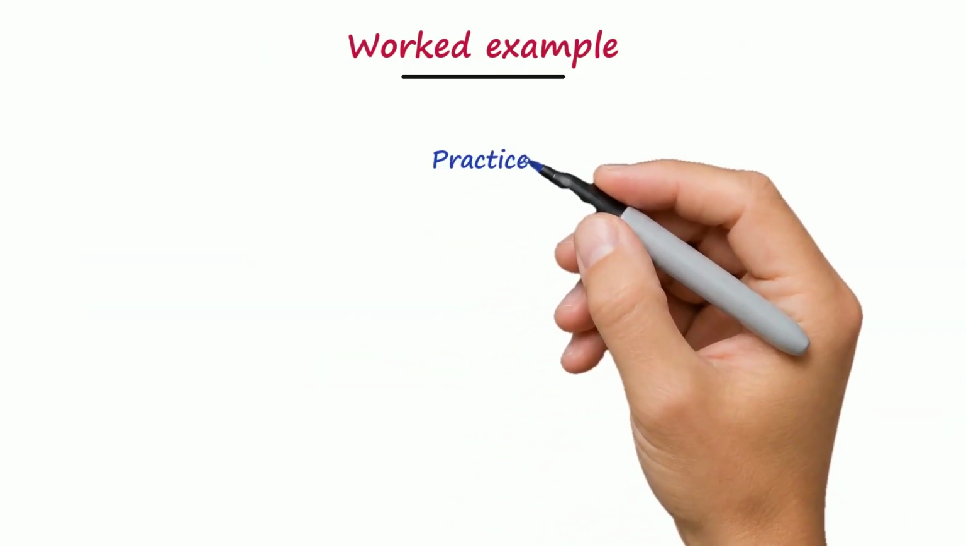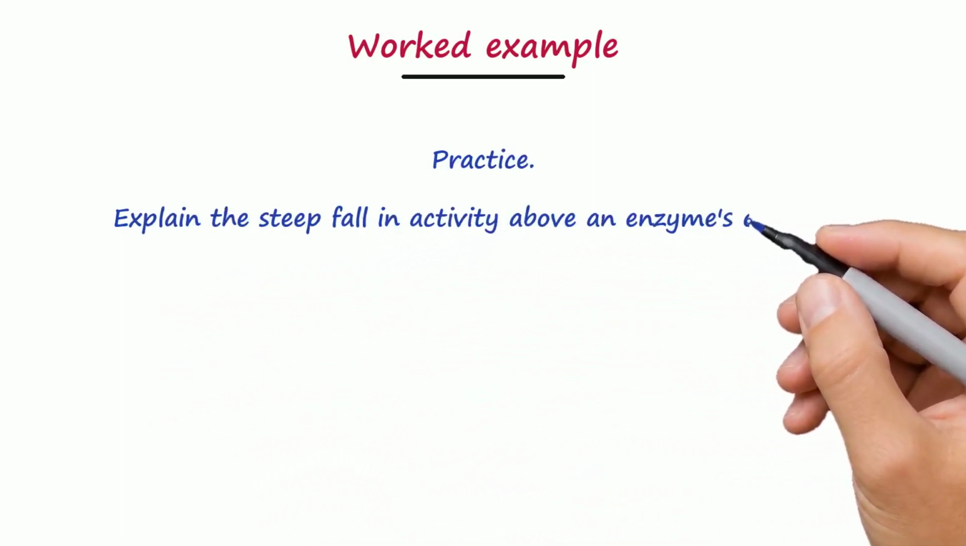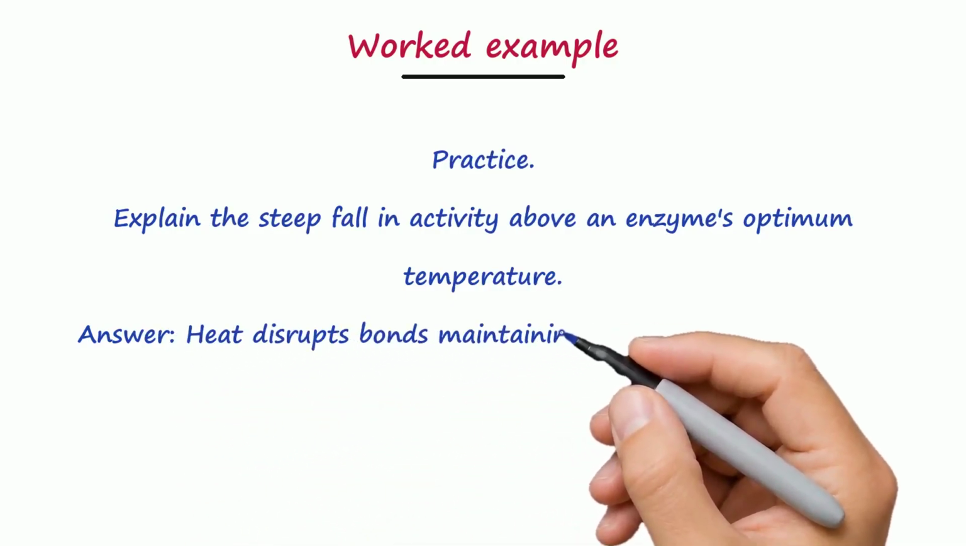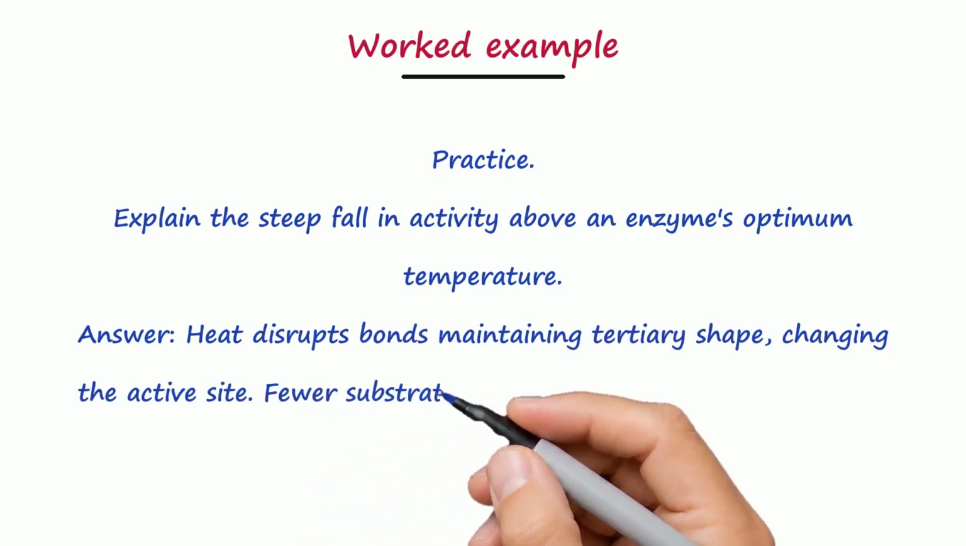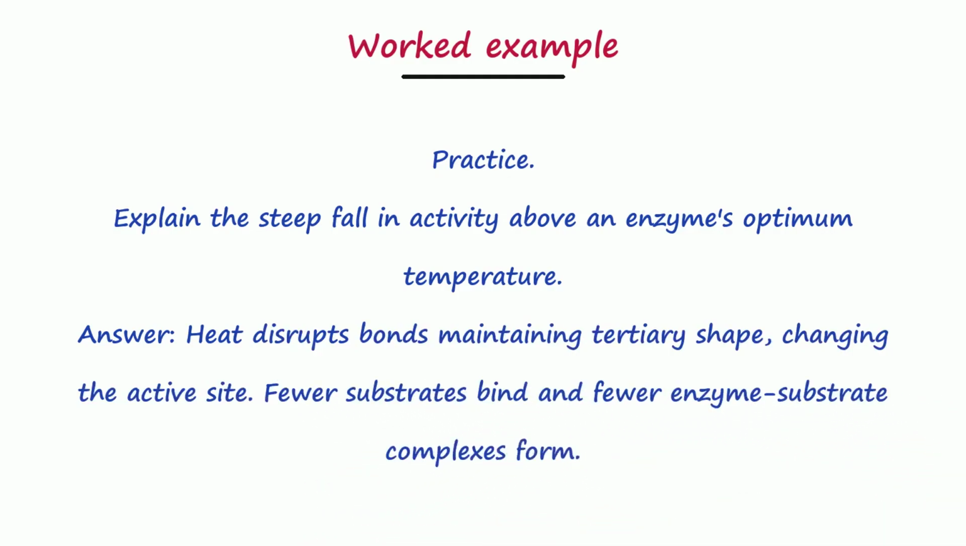Practice. Explain the steep fall in activity above an enzyme's optimum temperature. Answer: heat disrupts bonds, maintaining tertiary shape, changing the active site. Fewer substrates bind and fewer enzyme-substrate complexes form.